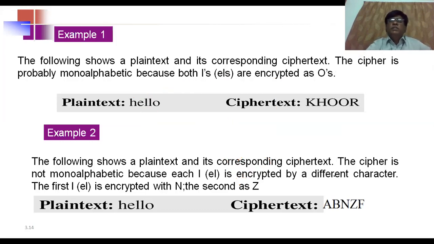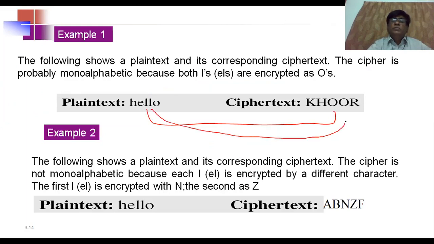Actually, this is called monoalphabetic substitution, because see each and every character. H is replaced with K, E is replaced with H, and character L is replaced with O. This L is also replaced with O. That means the relation between the character in the plain text and the character in the cipher text should be one-to-one. That's why here we got two O's, since there are two L's.